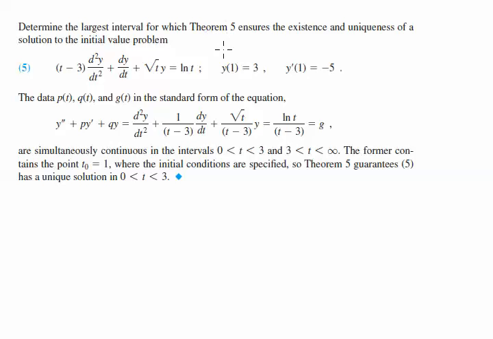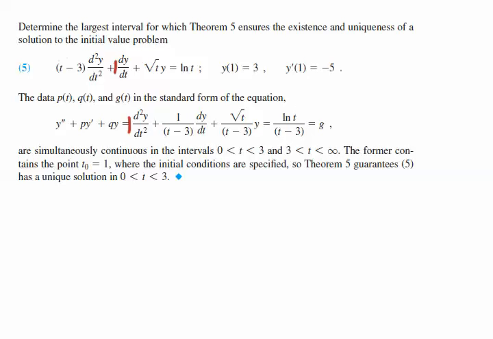Determine the largest interval for which Theorem 5 ensures the existence and uniqueness of a solution to the initial value problem. So in this one we're going to divide by t minus 3, and so t minus 3 gives you 1 here, 1 over t minus 3 gives you 1 over t minus 3 here, and square root of t over t minus 3 gives you square root of t over t minus 3 there, and natural log of t over t minus 3 gives you this here.